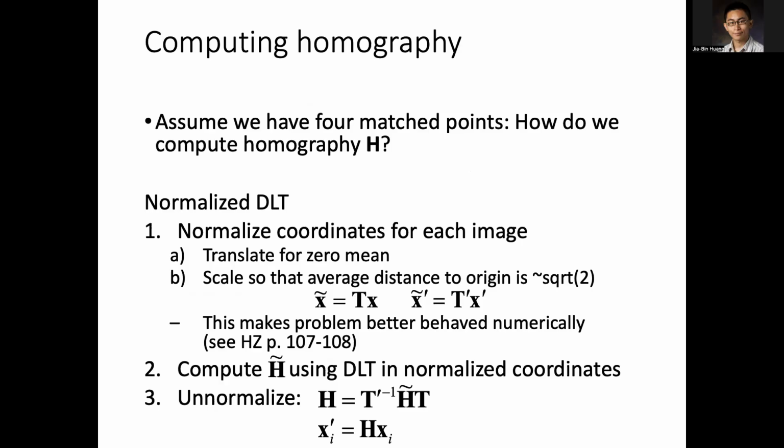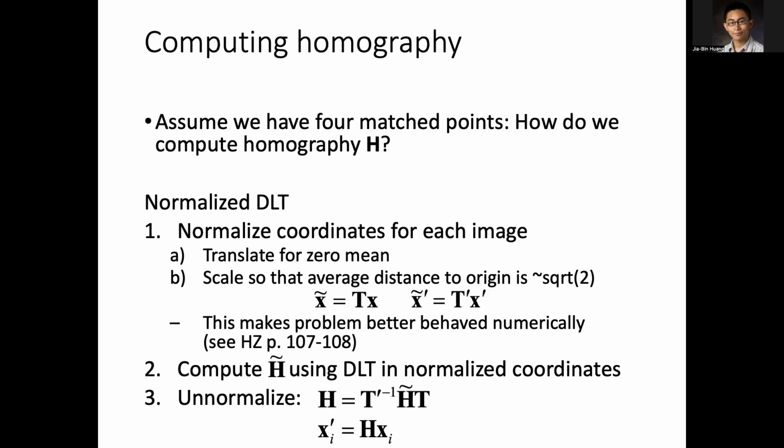Okay. So once you have this, you now have the relationship. So the idea is that you could directly solve for H using the original coordinate system, but that would lead to numerical instability. Therefore, you first normalize x and x1, then you solve for the transformation H in the normalized domain, and then you unnormalize it. Okay. So that's a simple trick that can make everything work robustly.